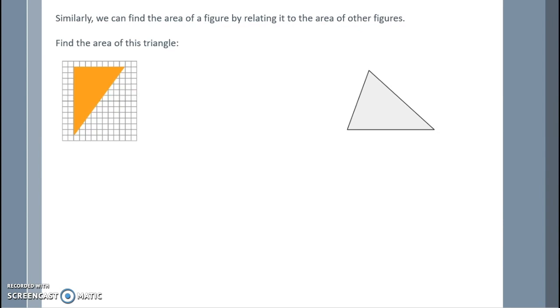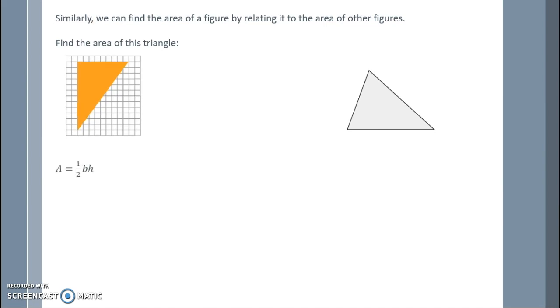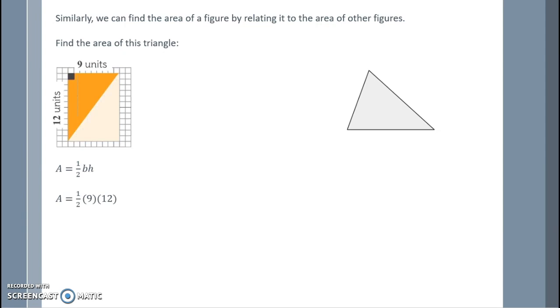Similarly, we can find the area of a figure by relating it to the area of other figures. So find the area of this triangle. The area of a triangle is half times base times height. Well, we can relate this triangle to a rectangle. A triangle is exactly half of a rectangle, and we know that the area of a rectangle is base times height, so we just need half of it.